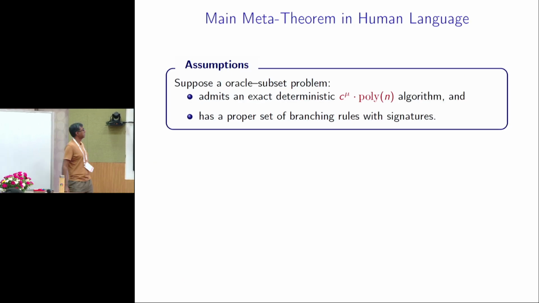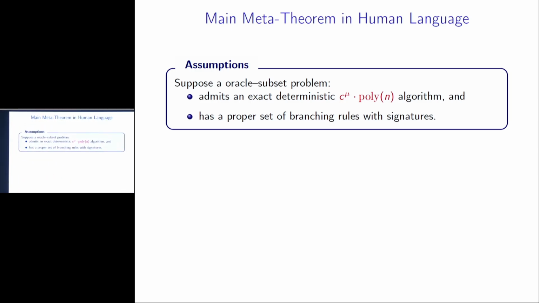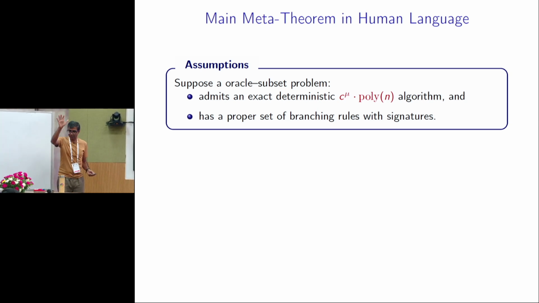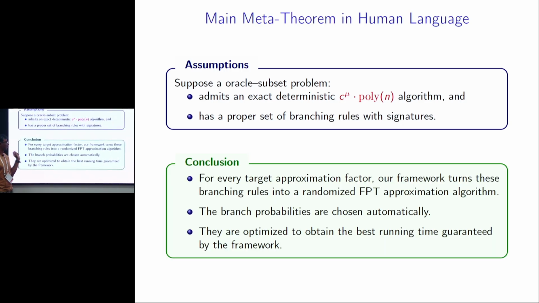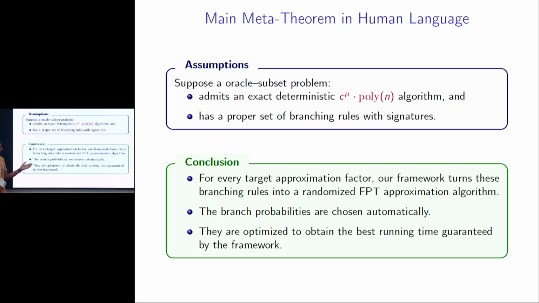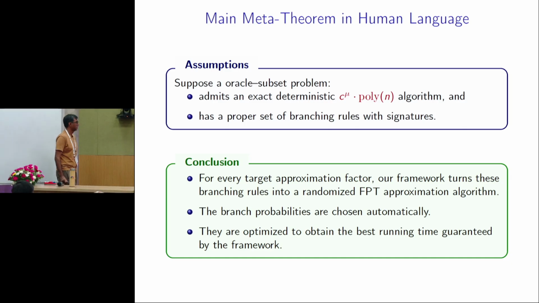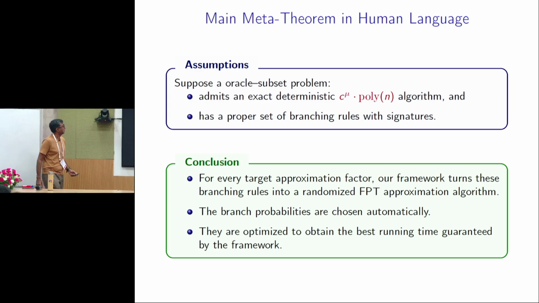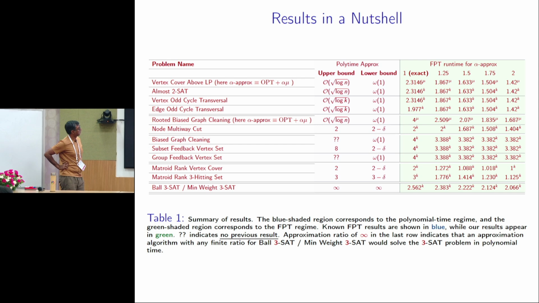And what we show is that if an Oracle subset problem admits a c to the power mu deterministic algorithm and has a proper set of branching rules, like these B, T matrices that I told you, I can write all this, then for every target approximation factor, it turns these branching rules into a randomized FPT approximation algorithm, and branching probabilities are chosen automatically. You don't have to give me these, this is our job, and they are optimized to give you the best running time by the framework. And so you get all these problems, and this is what was known in polynomial time approximation and what we are able to get in this table.